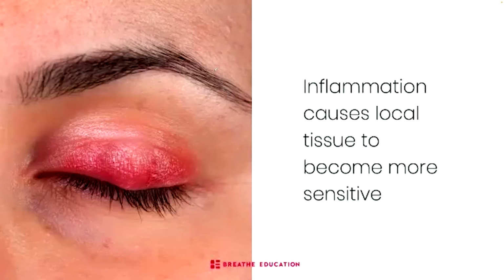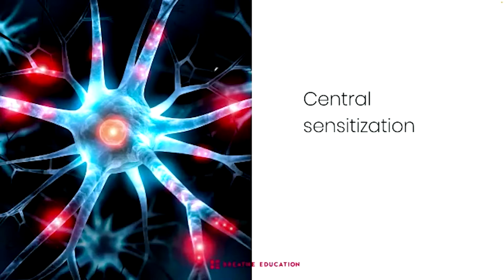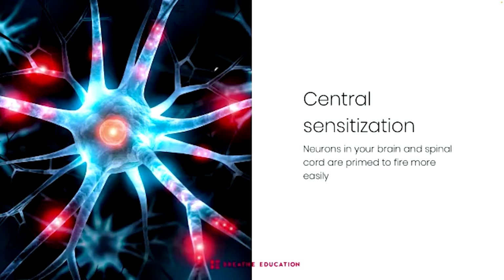And so inflammation causes the local tissues to become more sensitive. If you've got inflammation in your finger, it becomes more sensitive. If you've got inflammation in your spine, it becomes more sensitive. Okay, and then there's something called central sensitization. And that is neurons in your brain and spinal cord. Neurons are nerve cells. With central sensitization, it's the brain and spinal cord that become more primed and fire more easily. And so rather than the nerves in, say, your upper back where you're sunburned becoming more sensitive to pain, it's the nerves in your brain and spinal cord.